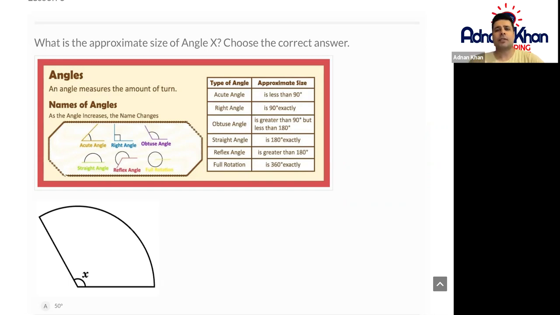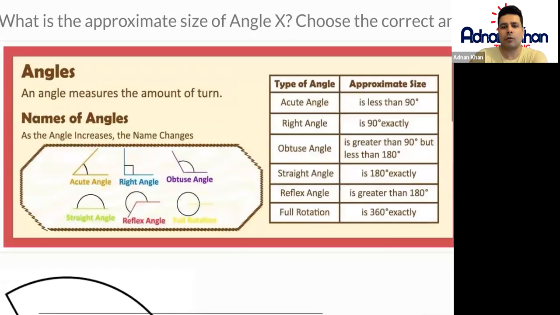So the first question states, what is the approximate size of angle X? Well, this particular description box gives you an idea of various angles. So you can see from here that you've got different angles increase in size, such as an acute angle is less than 90 degrees. A right angle is exactly 90 degrees. An obtuse angle is bigger than 90, but less than 180 degrees.